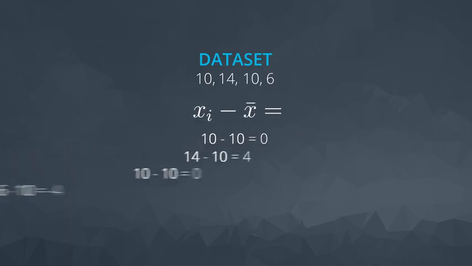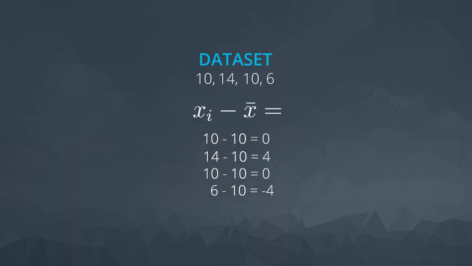Then we want to look at the distance of each observation from this mean. Two of these observations are exactly equal to the mean, so the distance here is 0. One is 4 larger, the 14, while the other is 4 smaller, the 6. In notation, each of these is xi minus x bar.